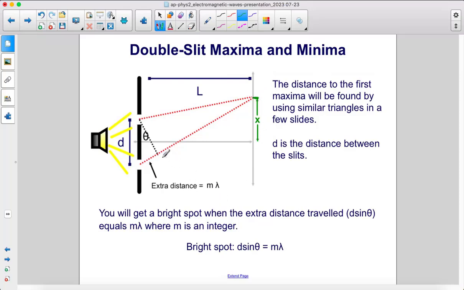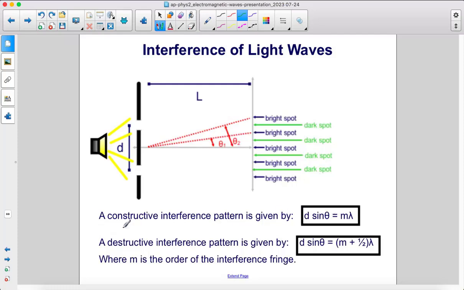But it's good to know that you will get a bright spot on the screen when the extra distance traveled, which is d sine theta, is equal to m lambda. This will give you a bright spot when you have a double slit experiment. This equation is on the AP Physics 2 equation sheet. And just like the constructive interference pattern, where the bright spot is given by this equation, we can find dark spots by changing that m to m plus 1/2.